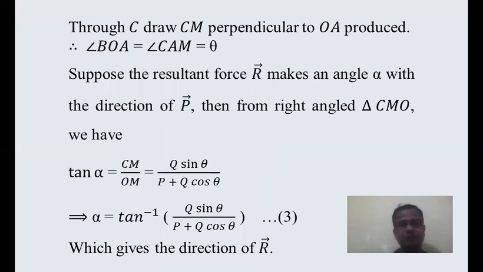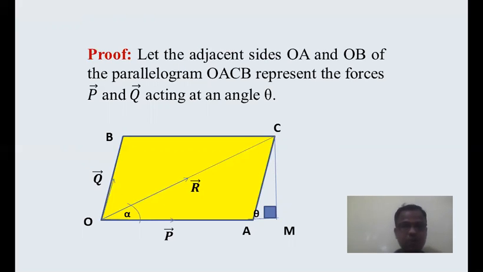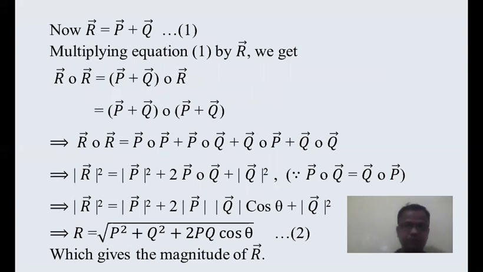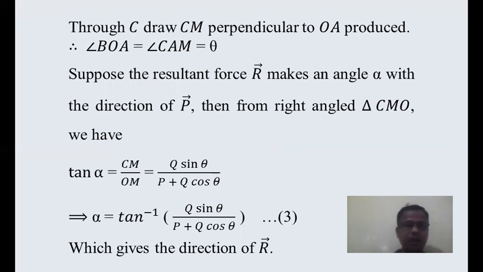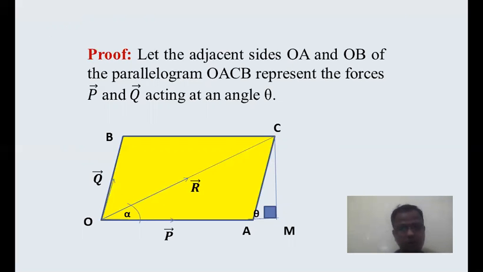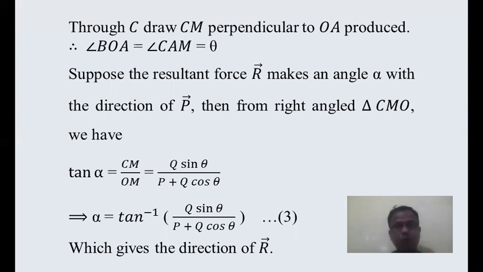Suppose the resultant force vector R makes an angle alpha with the direction of vector P. Then from right angle triangle CMO, we have tan alpha is equal to CM upon OM, which is equal to Q sin theta upon P plus Q cos theta. Which implies alpha is equal to tan inverse of Q sin theta upon P plus Q cos theta, which gives the direction of R.